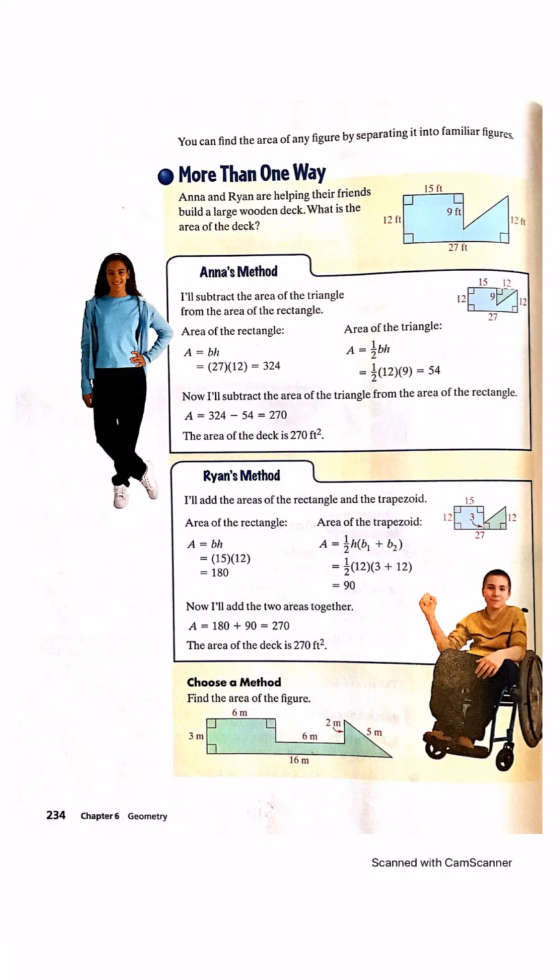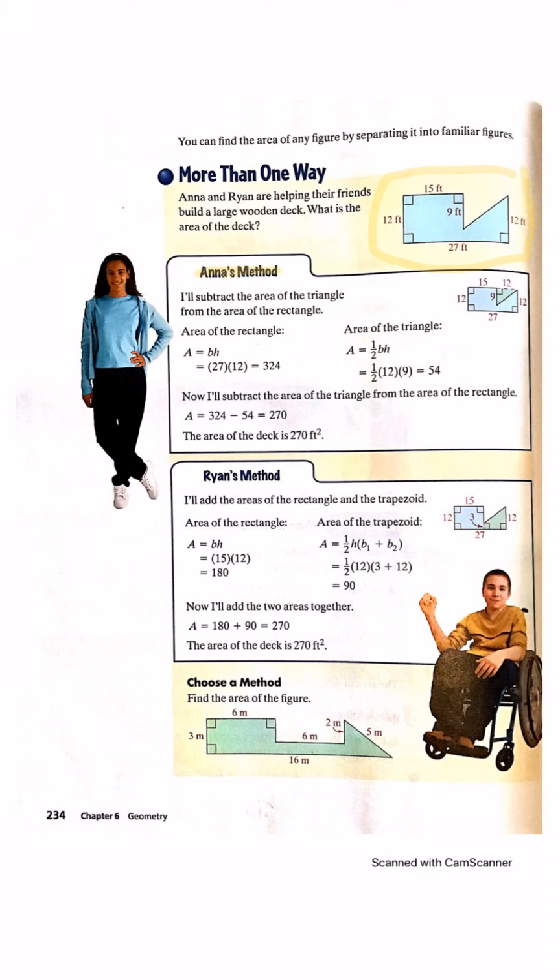So you can find the area of any figure by separating it into familiar figures. There's more than one way that you can do this. So let's look at Anna and Ryan. Anna and Ryan are helping their friends build a large wooden deck. What is the area of the deck? So if you look, here is the figure of the deck.